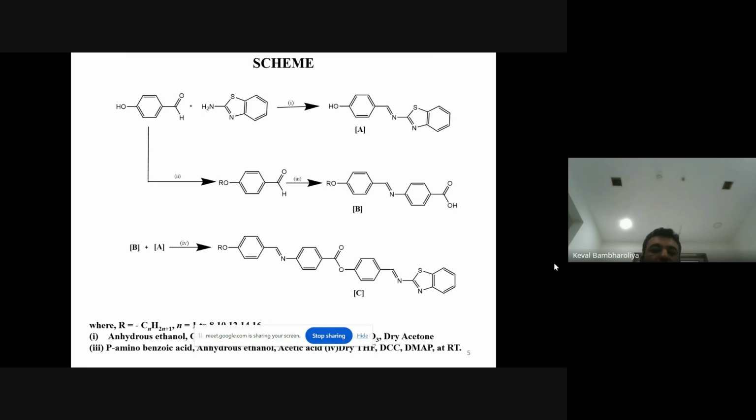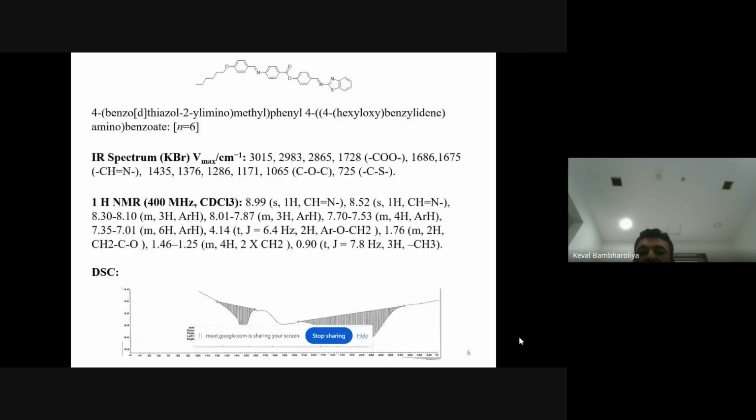4-hydroxybenzaldehyde is reacted with 2-amino benzothiazole in the presence of anhydrous ethanol to give a Schiff base, that is intermediate A. Now in the second step, 4-hydroxybenzaldehyde is converted into ether derivatives by reacting with an alkyl bromide moiety in the presence of acetone. This is again reacted with para-amino benzoic acid in the presence of anhydrous ethanol and catalytic acetic acid to give the intermediate B, which is again an azomethine compound.